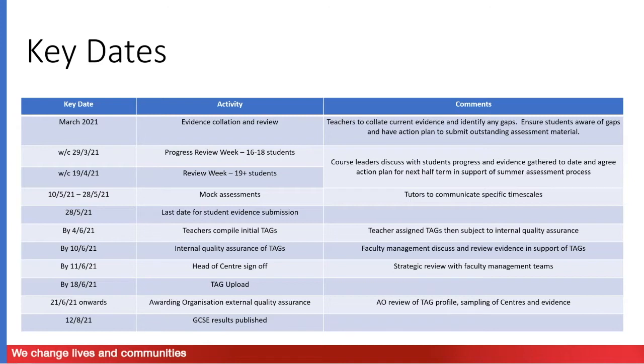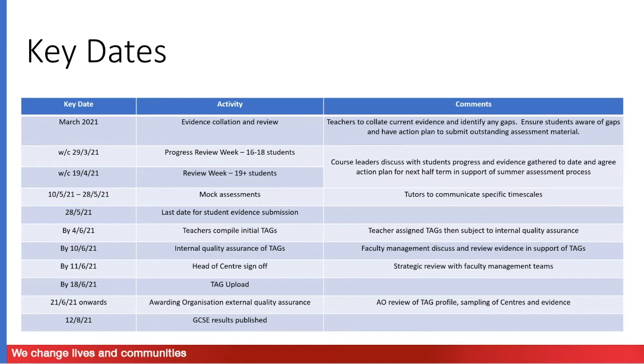So once we'd completed that, we went to the progress review week, which took place just before we went on the Easter break. So this is where the course leader for each of the students' vocational qualifications sat down with the students, and they did a full review of their progress and of the evidence that had been gathered to date, and agreed an overall action plan ready to put into place for after the Easter holiday, so during this term. And that's an action plan that will support the students all the way up to the summer assessment process.